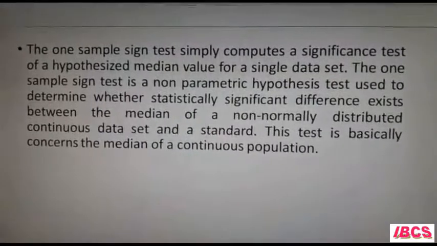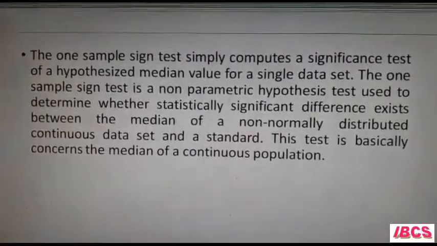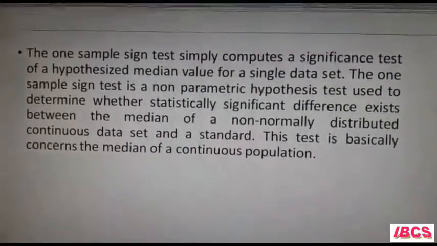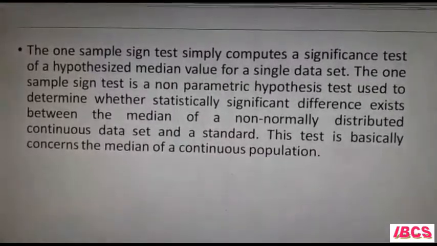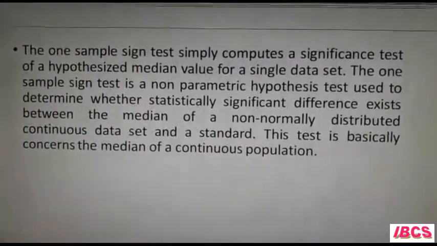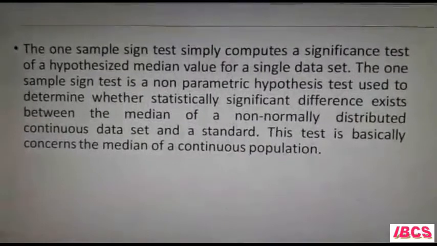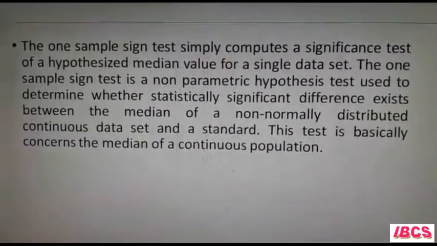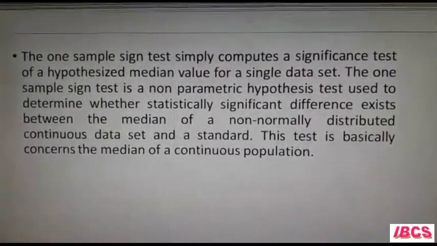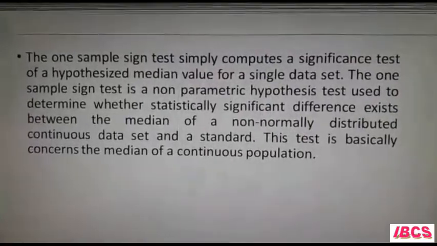The one sample sign test simply computes a significance test of a hypothesized median value for a single data set, and again it is a non-parametric hypothesis test used to determine whether a statistically significant difference exists between the median of a non-normally distributed continuous data and a standard.